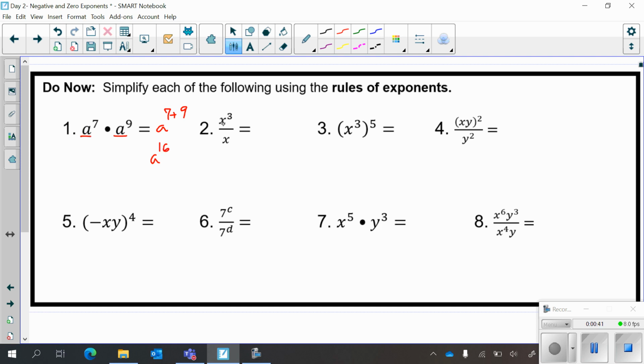For number 2, you have the same base, so we are going to keep our base and we are going to subtract the exponents when we divide. So 3 minus 1 would be x squared.